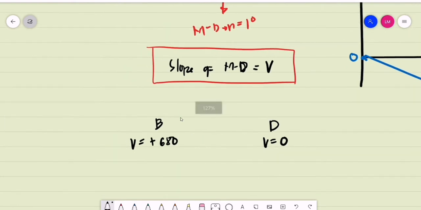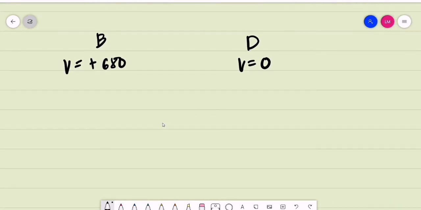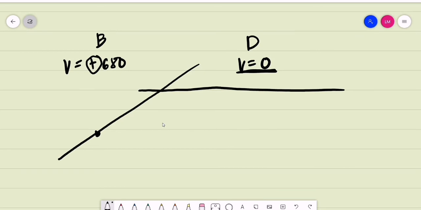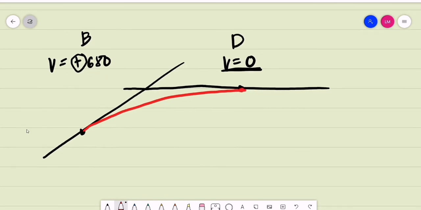How do we draw our curve? What is the appearance of a line with a positive slope? A line with a positive slope is a line that is drawn upward to the right. Let's say this is for point B. At point D, what is the appearance of a line with a 0 slope? A 0 slope line is a horizontal line. So let's say this is point D. How do we connect those 2 points using a curve? It should be a curve that opens downward, using those 2 lines as your tangent lines.